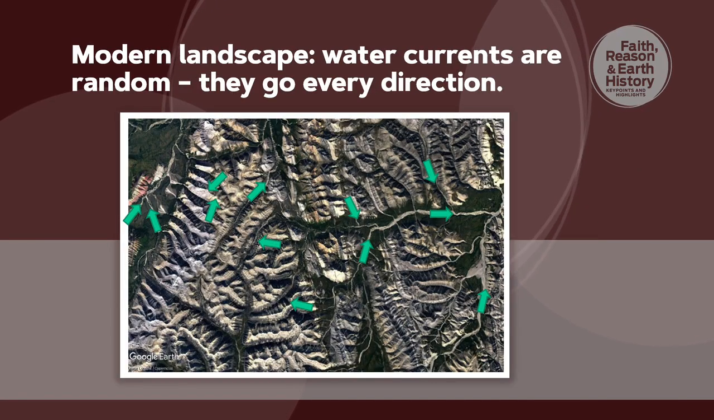Look at an aerial view of a landscape today, a modern landscape. The water currents are random. They go in every direction because streams are flowing and carrying the water in all different directions. If the ancient world was like today, collecting paleocurrents would not be useful. They would just be random.